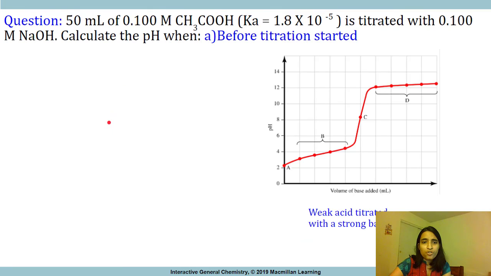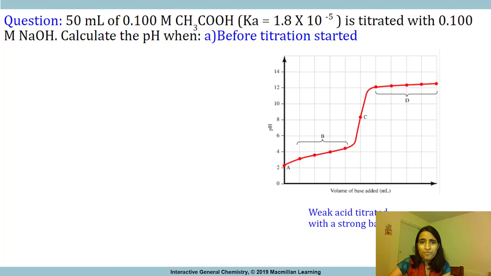Okay, so let's look at part A, which asks about before the titration happened, that is, even before any solution was added. What this question is basically asking is, you have 50 milliliters of 0.100 molarity acetic acid. The Ka is given to you. What is the pH? You don't have to do anything with NaOH. You should be able to recognize this as a question asking you to find the pH of a weak acid. This is something we have covered in the previous chapter, so this entire slide should be a review for you.